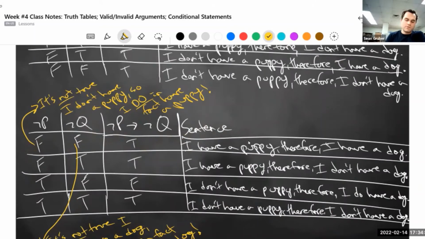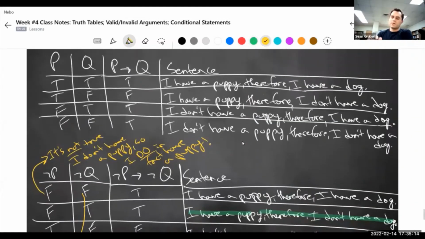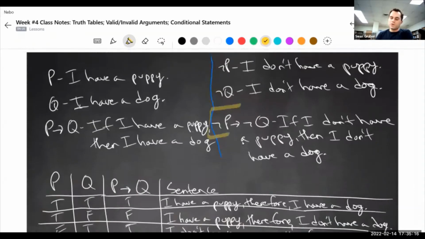Here, what does it mean for it to be false again that I don't have a puppy? That means I do have a puppy. What does it mean to be true that I don't have a dog? Well, it means exactly that, I don't have a dog. And this is the one that's going to get a little bit tricky because, again, we are looking at a new promise. So we're kind of forgetting about this temporarily.